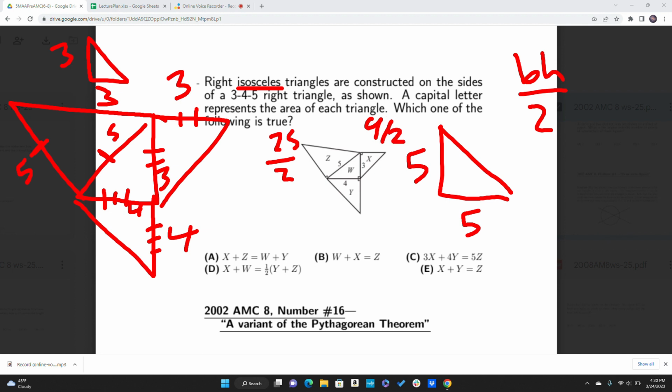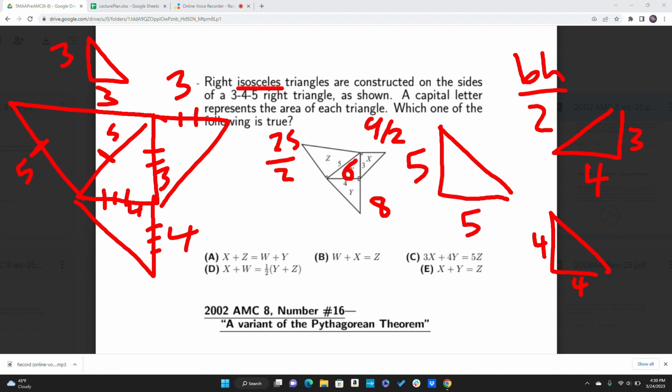Okay, now Y. Y has base 4, height 4. So 4 times 4 over 2. 4 times 4 is 16. Divide that by 2. Y has area 8. Okay, now lastly we have W, the one in the middle. We see it has height 3, base 4. 3 times 4 is 12. Divided by 2 is 6. All right, now let's figure out which of these equations is true.